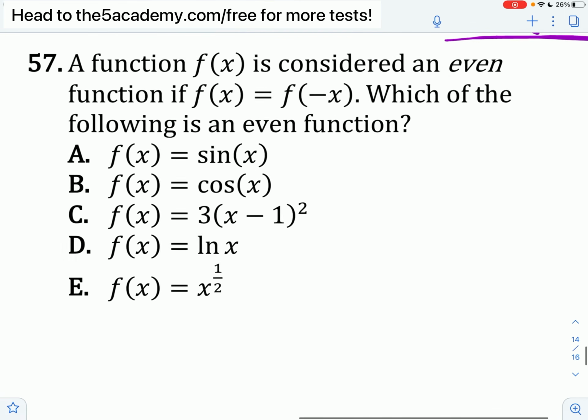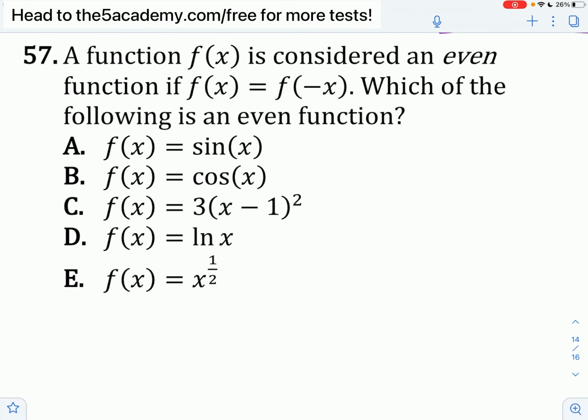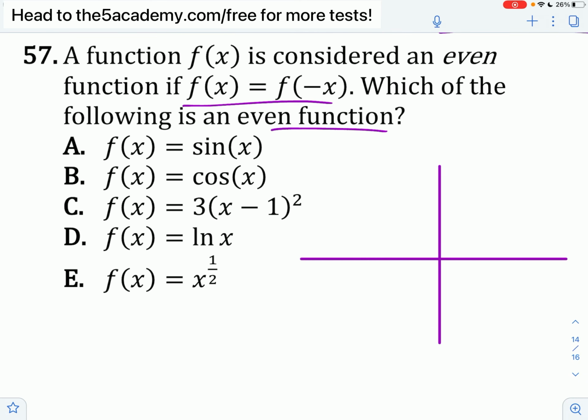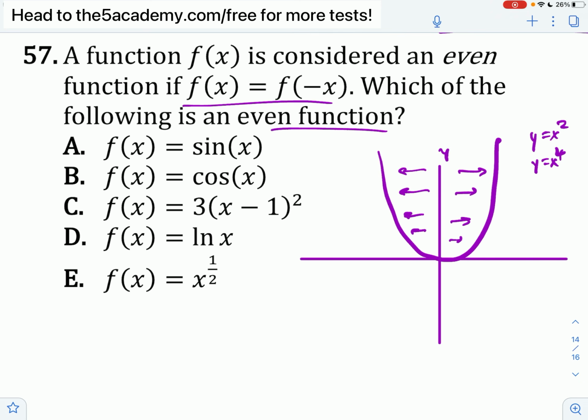A function f of x is considered even if f of x equals f of negative x. Which of the following is an even function? So f of x equals f of negative x. For example, just to visualize, that means that if I took the function and I flipped it across the y-axis, the function would look the exact same. So for example, y equals x to any even exponent, y equals x to the second or y equals x to the fourth. These are all even functions because they're symmetric about the y-axis. Okay, that's really what an even function means.